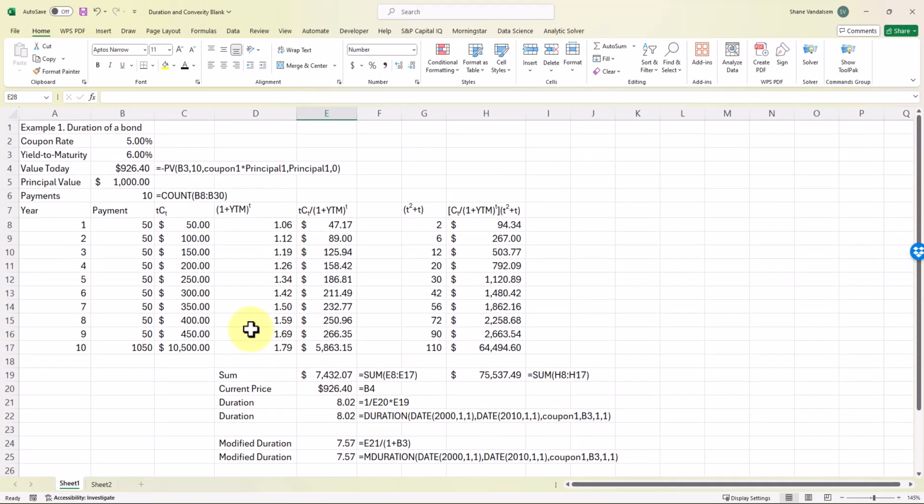So let's take a look at a couple things here. First of all, what is the duration of a zero coupon bond? Well, we can calculate that pretty easily here by just taking the coupon rate and putting in 0.